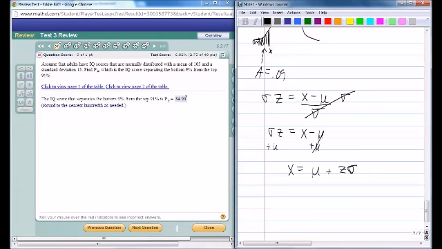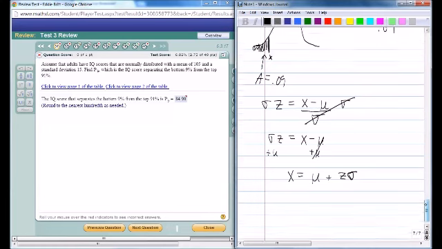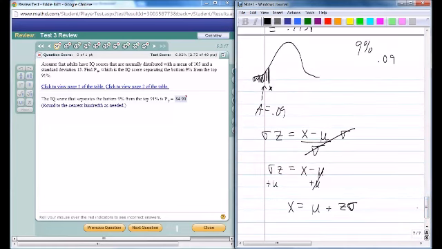Alright, so let's see what we're given in our problem. We were given a mean of 105. We were given a standard deviation of 15. And we don't have a z-score. It's not given to us. It doesn't say z equals. In a way, it is given to us, though.